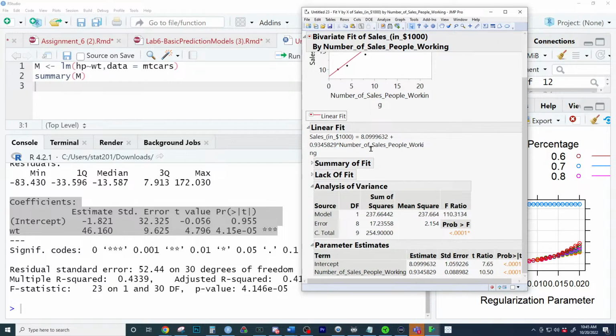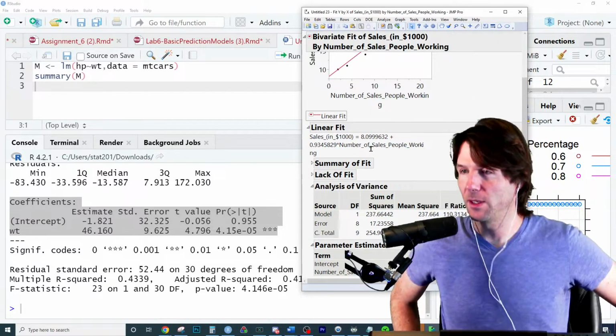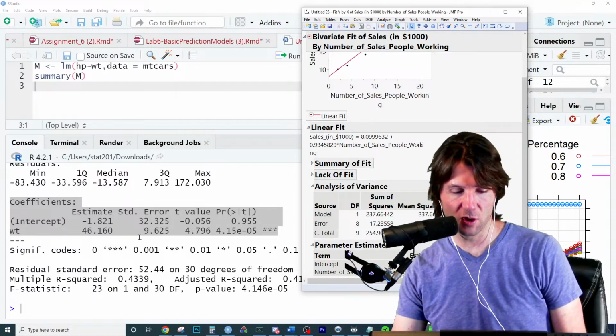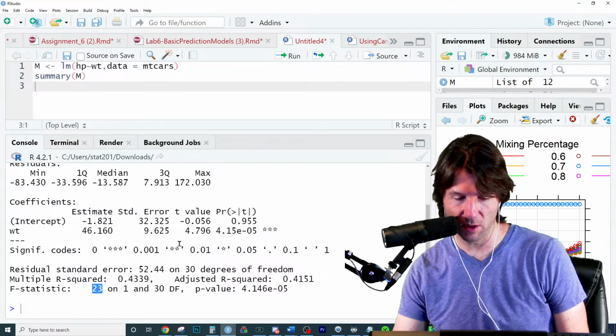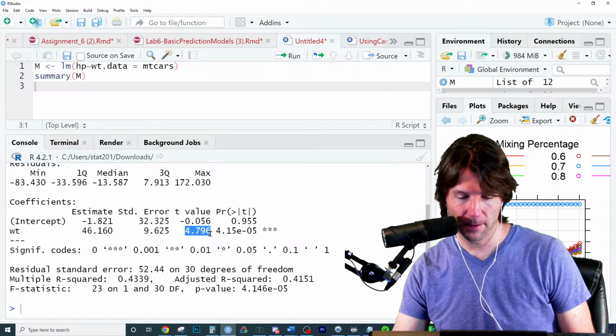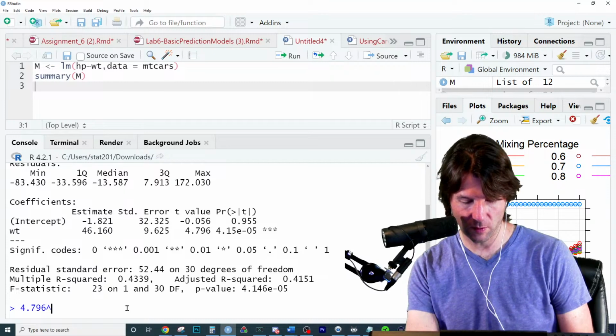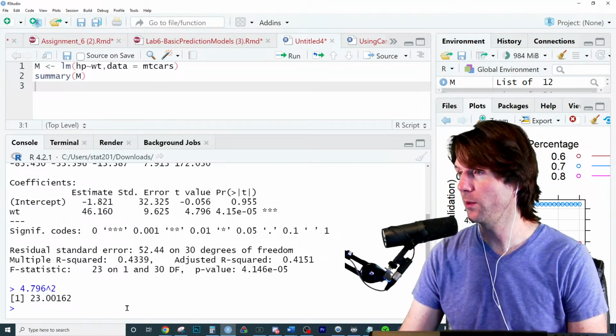We don't cover those topics as in depth in 201, but there's lots of cool things. Like if you square the t, you actually get the F right here. The t squared is the F. Where's my F statistic? 23. So if you square this, it's almost exactly 23. That's the square root of 23. There you go.